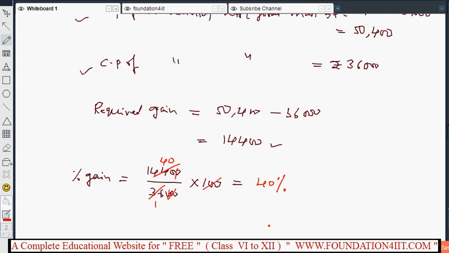So according to the problem, we need to take these steps and try to solve. Okay, next I'll tell you how to find out the cost price when the selling price and gain or loss percents are given. Now we'll see how to find out the cost price when SP and gain or loss percents are given.